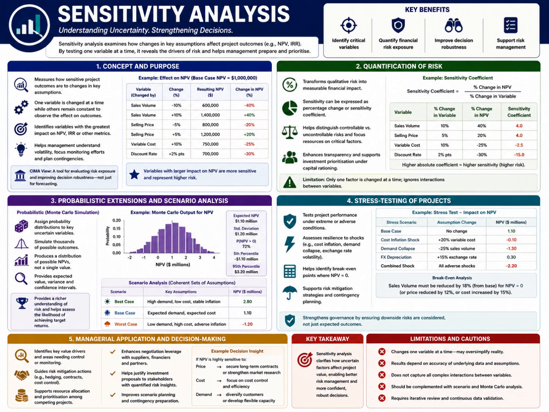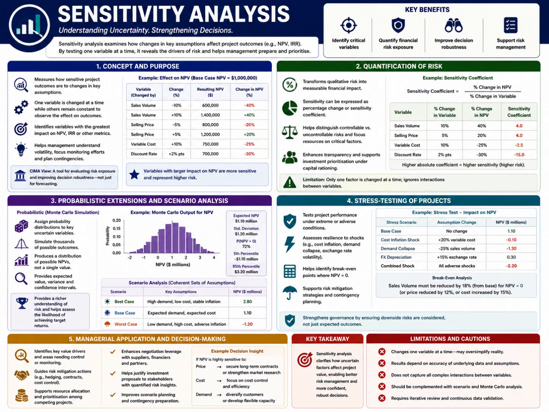The results also guide resource allocation among competing projects. Those with stable outcomes may be prioritized under uncertainty. Sensitivity analysis enhances negotiation leverage by quantifying acceptable risk ranges and helps justify investment proposals to stakeholders. Nonetheless, CIMA cautions that sensitivity results depend on the accuracy of underlying data and assumptions, reinforcing the need for iterative review and robust data validation processes.